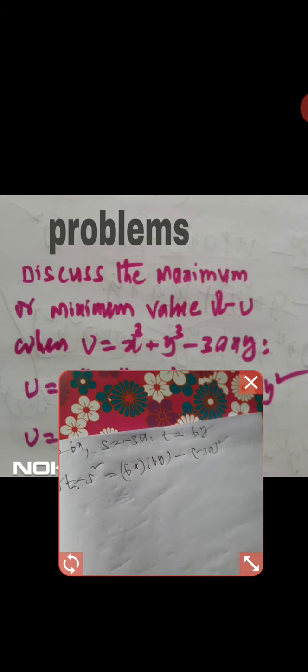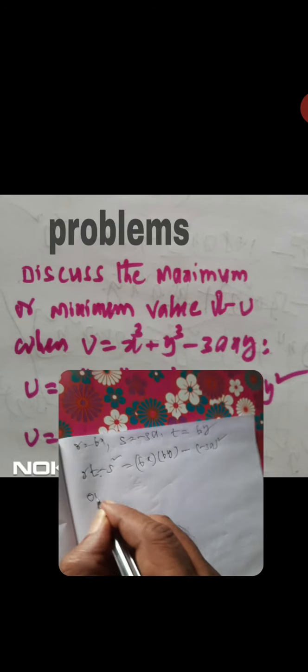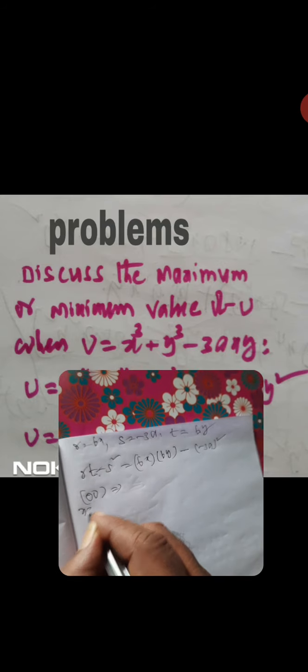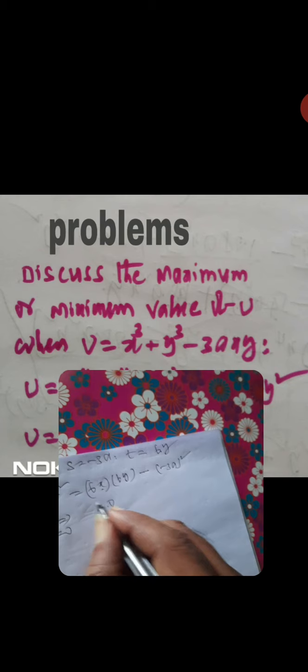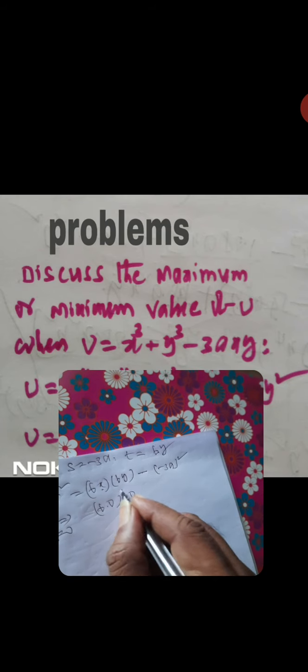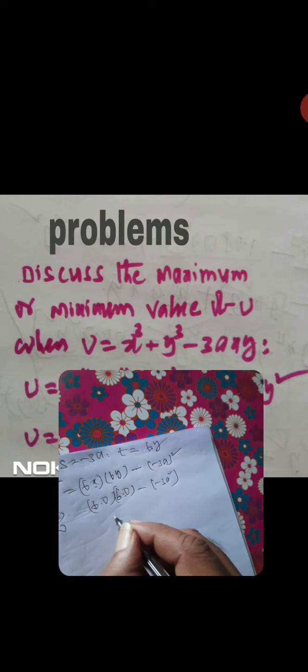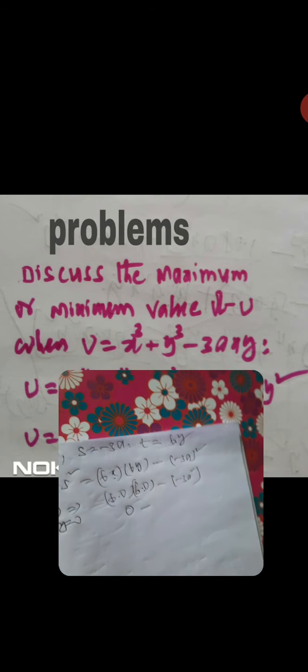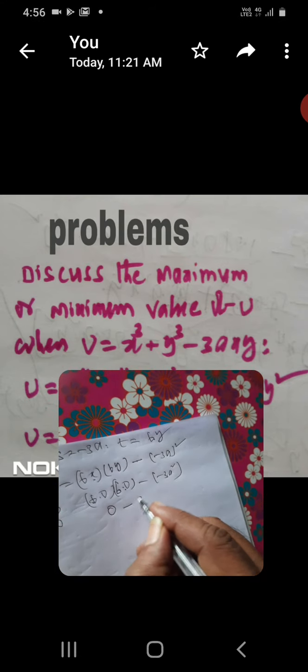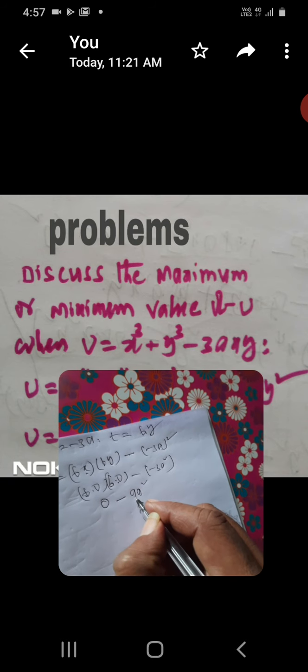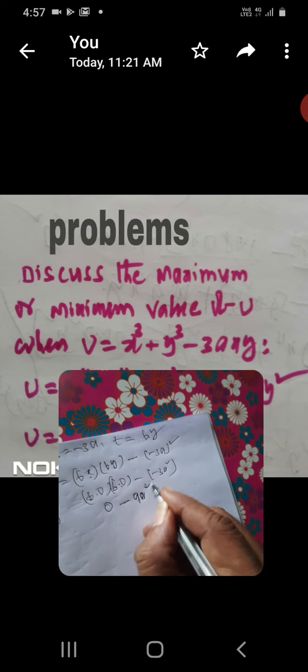Now take the point (0, 0), where x is equal to 0 and y is equal to 0. Here x is equal to 0: 6 into 0, 6 into 0, minus of minus 3a square. That is 0 minus 9a square. This is negative, minus 9a square.